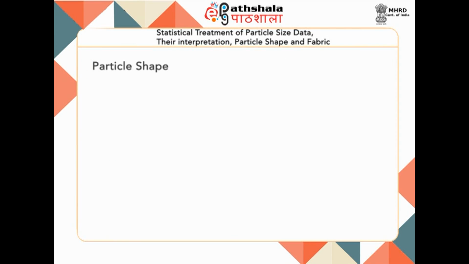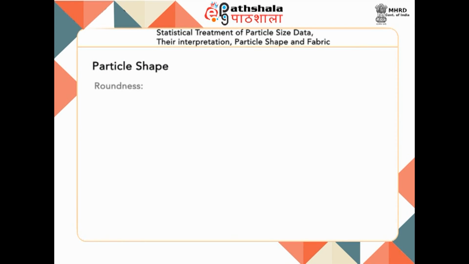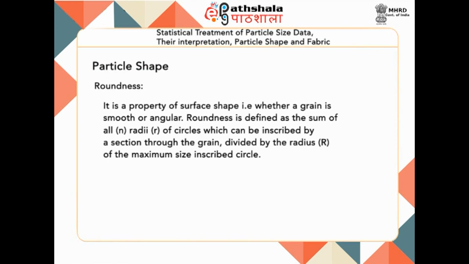Now, we discuss something about the particle shape. Two parameters, that is roundness and sphericity, are used to describe the shape of any clastic grain. What is roundness of a grain? It is a property of surface shape, that is whether a grain is smooth or angular.